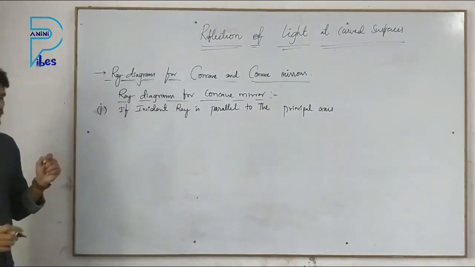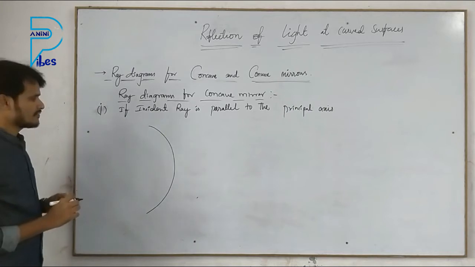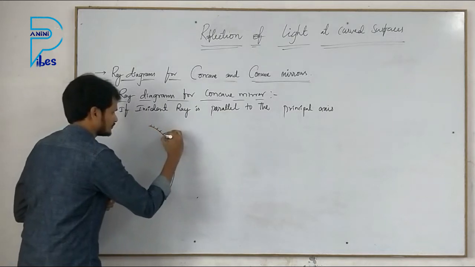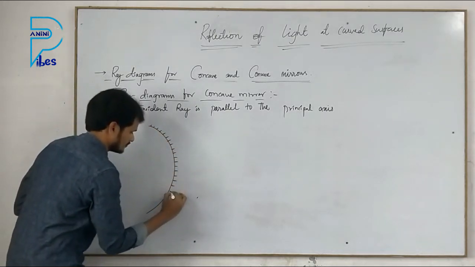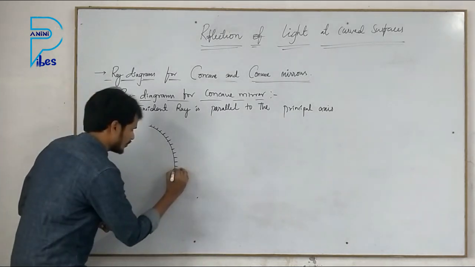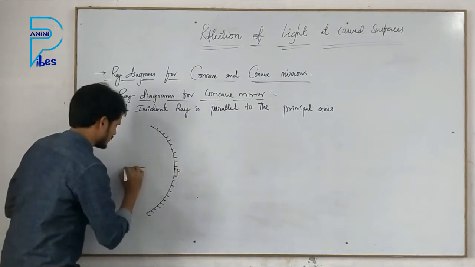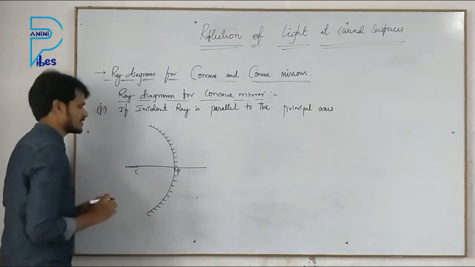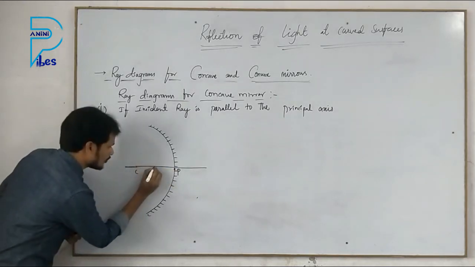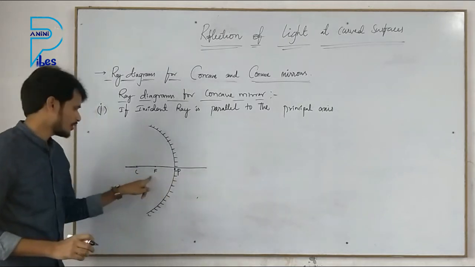Let's see. So first of all, draw the concave mirror. We have already discussed in the last class that a concave mirror has its reflecting surface inside and the coated surface outside. The midpoint of the mirror is the pole. Which line is passing through the pole and center? That is the principal axis. And put the point, we know that is the focal point. So we have the pole, the focal point and the center of curvature.